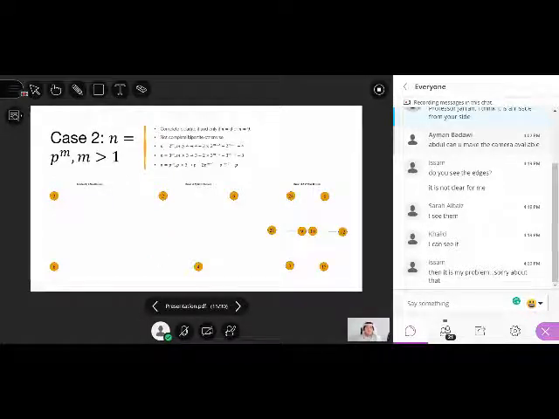And let's go for case 2. N equals p to the power of m, p being any prime, where m is greater than 1. This is one of the lengthiest cases. I promise the others aren't lengthy.